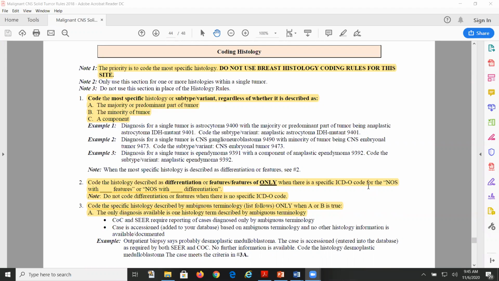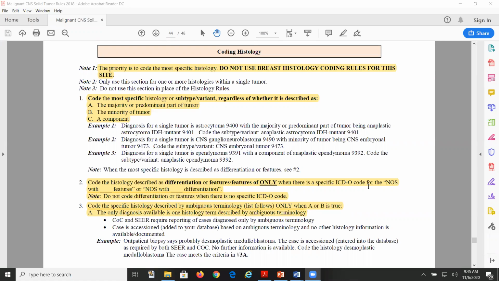Now, I want to give you an example here. Say you only have a case where you only have imaging. In the imaging it states, tumor is suspicious for a head and neck squamous cell carcinoma. And you don't have any pathology. That's the only thing that you have. So you will accession the case with the histology documented as squamous cell carcinoma.